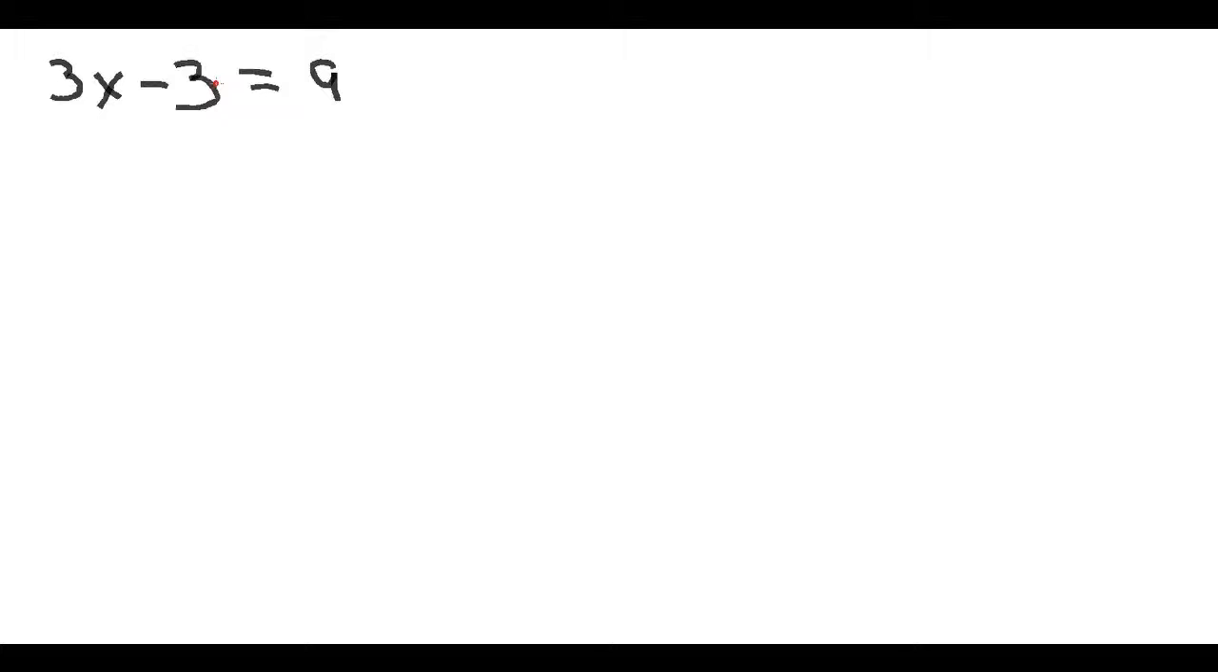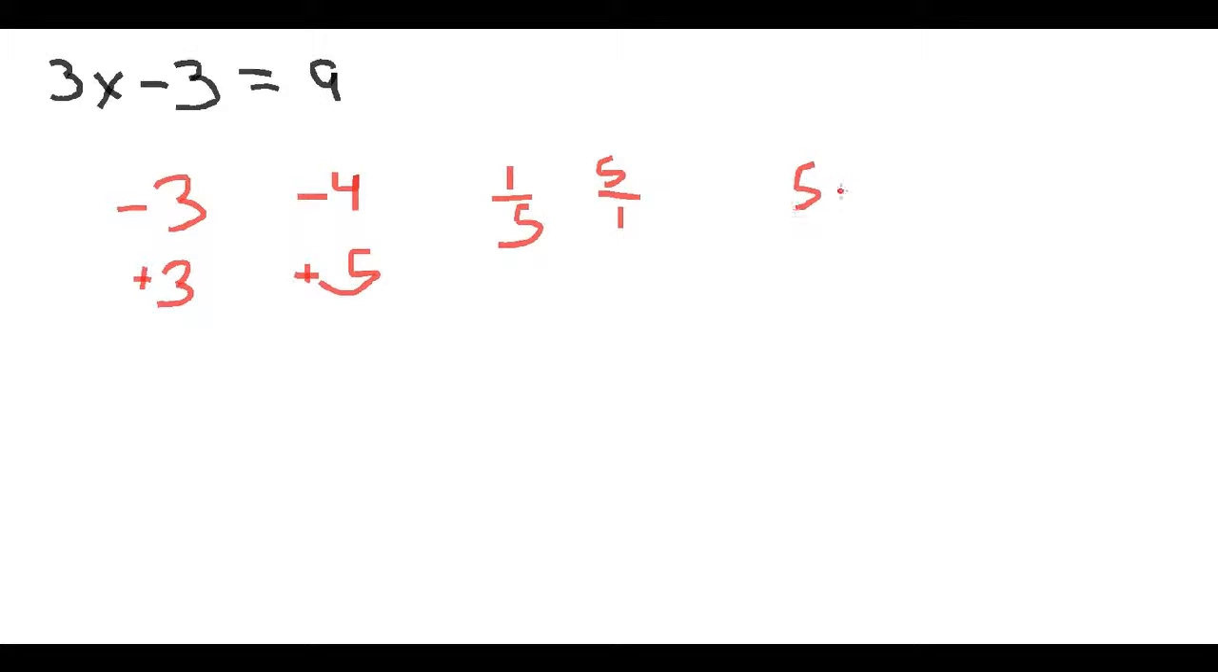So what does the reciprocal mean? Reciprocal means anything that's the opposite. So if we have a negative 3, the opposite is positive 3. If we have a negative 4, the opposite is positive 4. If we have 1 over 5, the opposite is 5 over 1. If we have 5x, the reciprocal would be 1 over 5. These are all reciprocals. These are all opposites.